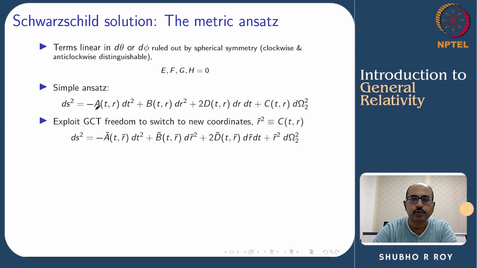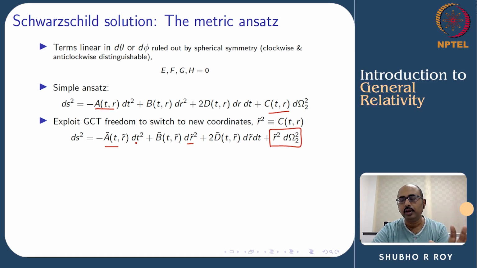If you do all that, of course, these coefficients will all change, A, B, D, but whatever they are, they're still undetermined, and I will call them A tilde. Now they are functions of t and r tilde. R has disappeared because I used the general coordinate transformation freedom to eliminate r in favor of r tilde. So r tilde comes in the sphere part. So this is not C anymore. This is r tilde, again determined. And so from 4 we are down to now 3 coefficients. We haven't even solved it.